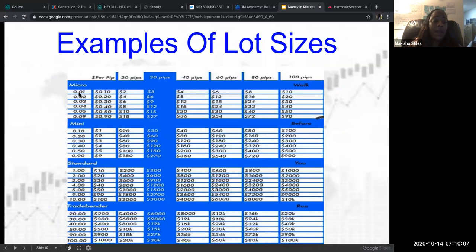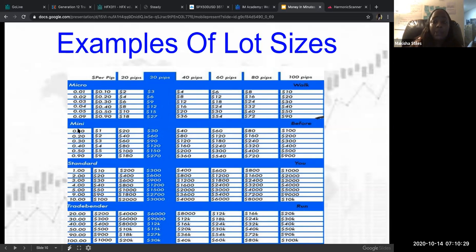And how it's broken down, it may look like it's just saying it's a penny, but it's actually not. The micro lot size is 0.01, but it's actually 10 cents per pip. So like we just showed you how to measure it, if we did 30 pips, that would have been $3.